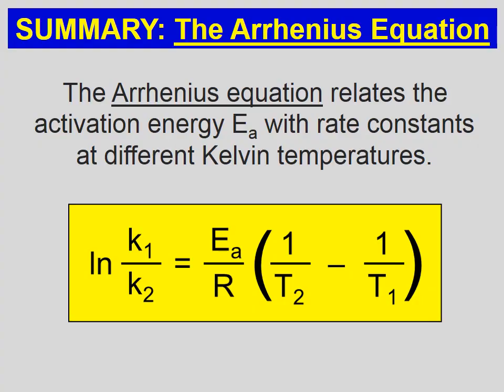Let's summarize. The Arrhenius equation relates the activation energy, E sub A, with rate constants at different Kelvin temperatures.